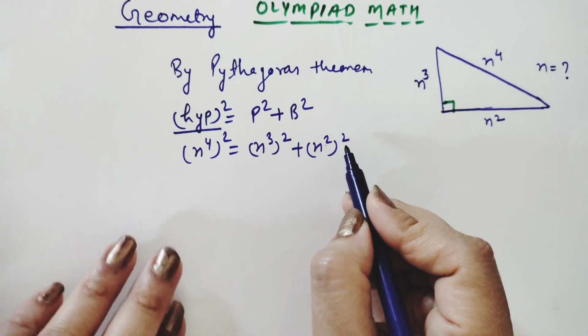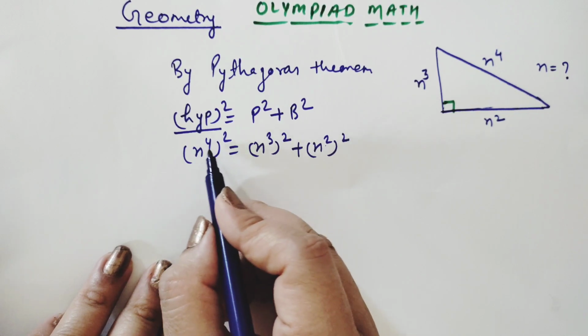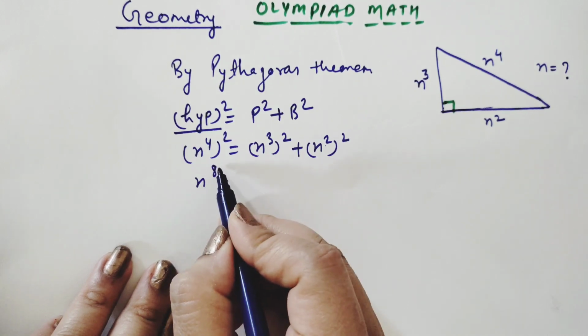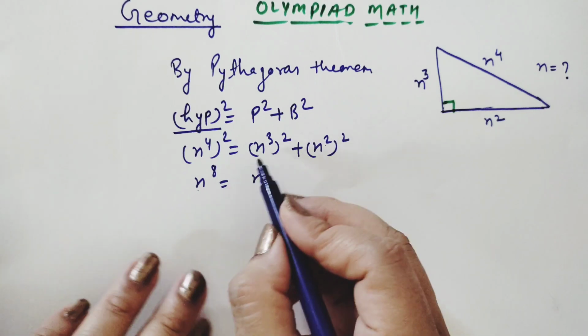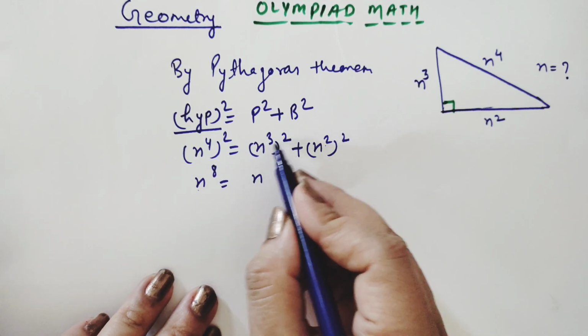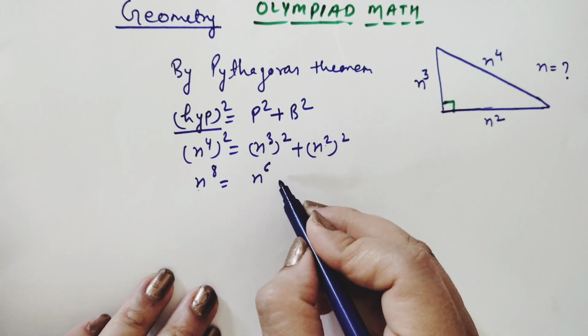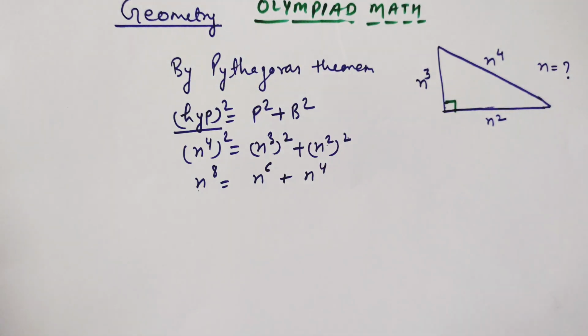So n raised to the power 4 whole power 2 becomes n raised to the power 8, since 4 twos are 8. Using the exponent law, power to power, n³ whole square is n raised to the power 6, and n² whole square is n raised to the power 4, since 2 twos are 4. So this is the equation.